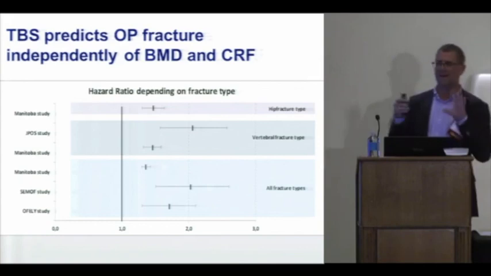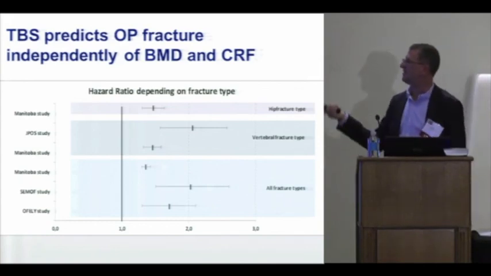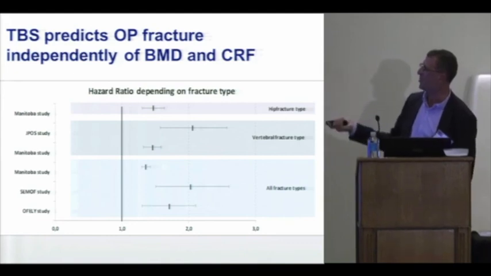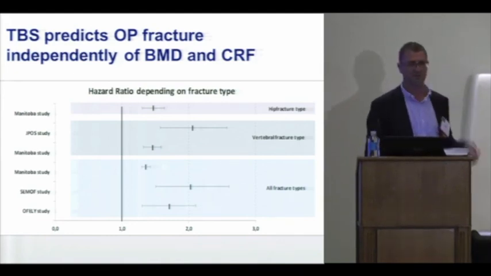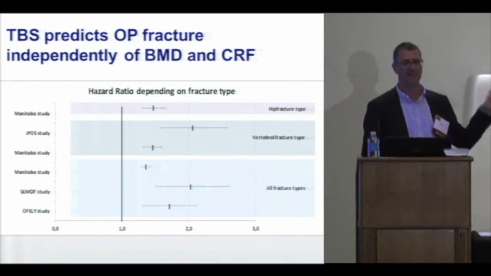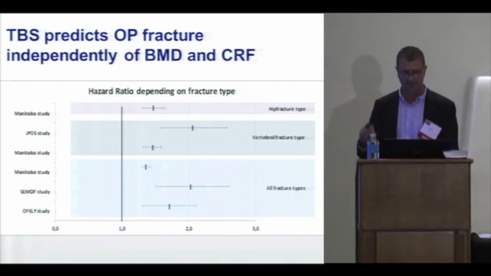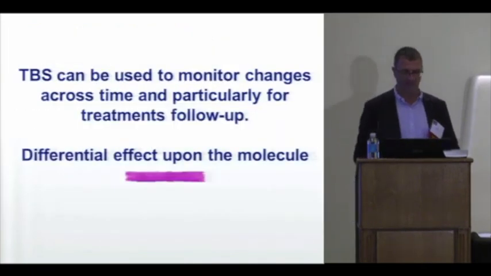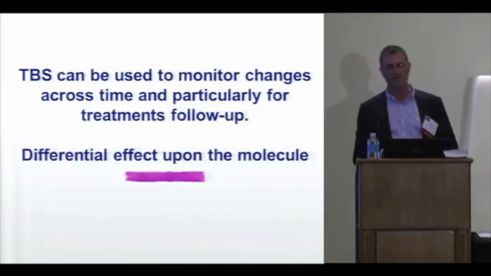So if you combine them into a plot, roughly, for different studies, hip fracture, vertebral fracture, all fracture, even after adjustment for clinical risk factors and BMD, then you still have a highly significant predictor here with TBS. So let's move to treatment.